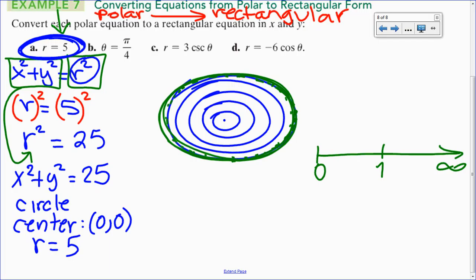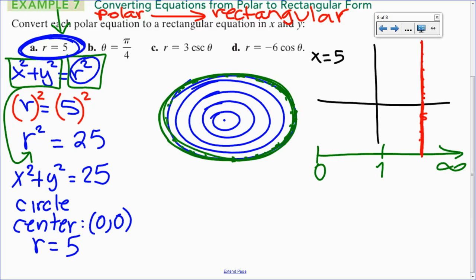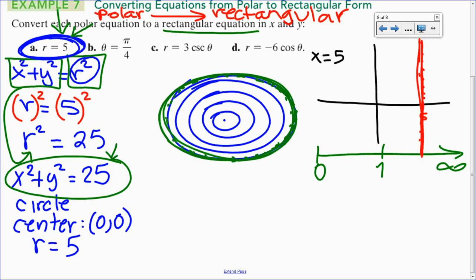To compare it to something rectangular, do you guys remember when we had, let's say, vertical lines like x equals 5? I used to tell you it doesn't matter what your y is, your x points will always be here. So if you put them together, that's how you get vertical lines. But to answer the question, which was convert to rectangular, this is the answer. This is polar form. This is rectangular form.